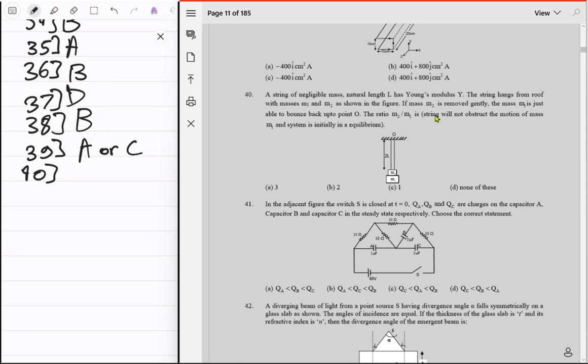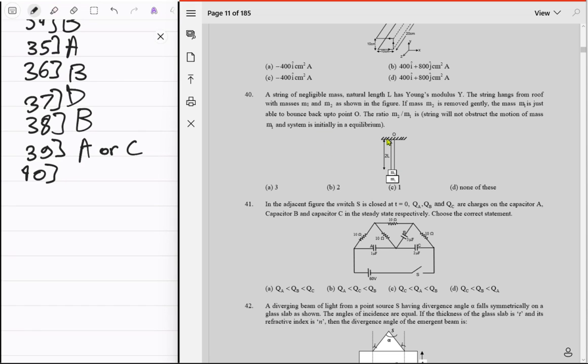Right, the ratio m2 upon m1, string will not obstruct the motion of mass m1 and system is initially in equilibrium. Initial equilibrium है and string will not obstruct motion of m1. Okay, so I got it. The thing. Okay. Right, energy equation, right? Energy is the thing. Okay. The mass m1 is just able to bounce back up to point O.